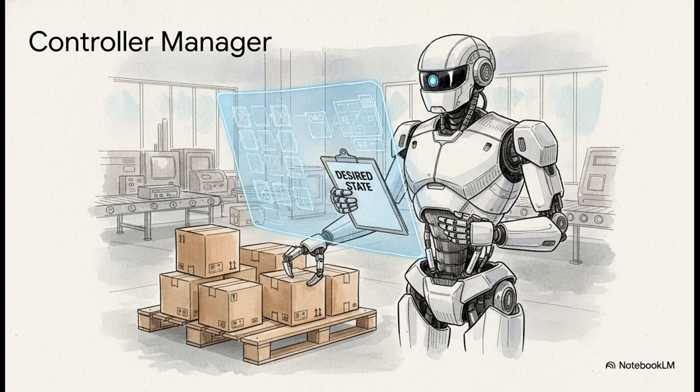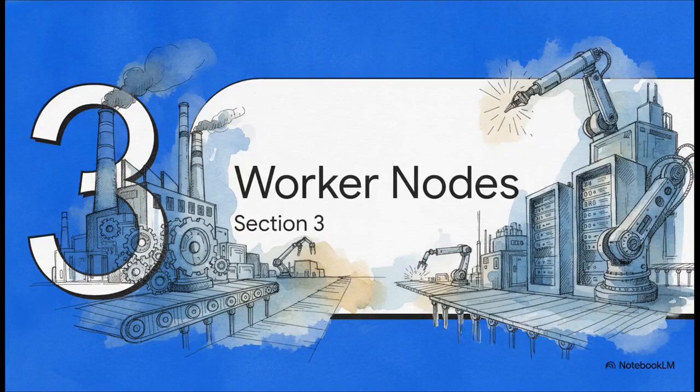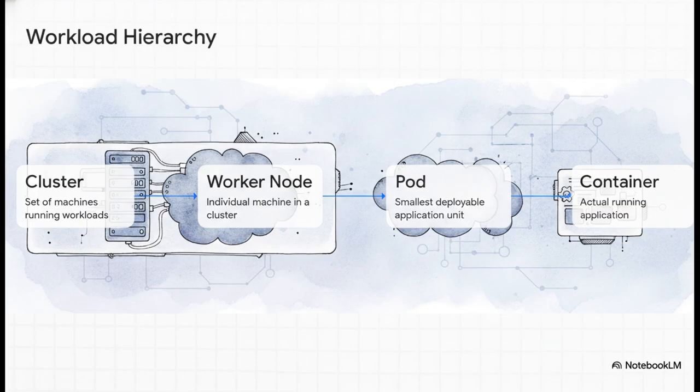If a node goes down, this manager instantly notices the mismatch and gets straight to work fixing it. Okay, let's step out of the office and head down to the factory floor. Section 3, the worker nodes. If we zoom in from the massive cluster level all the way down to individual containers, we uncover this really fascinating nesting doll hierarchy. So a cluster contains multiple worker nodes.